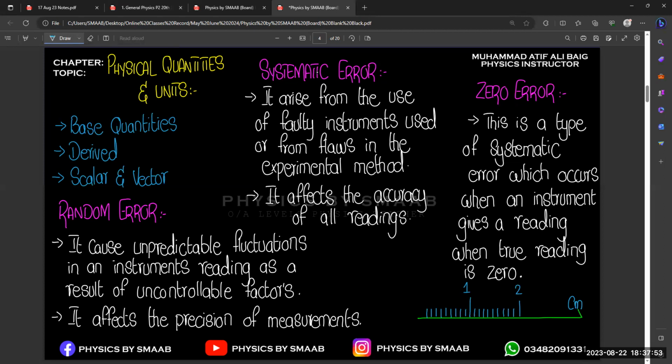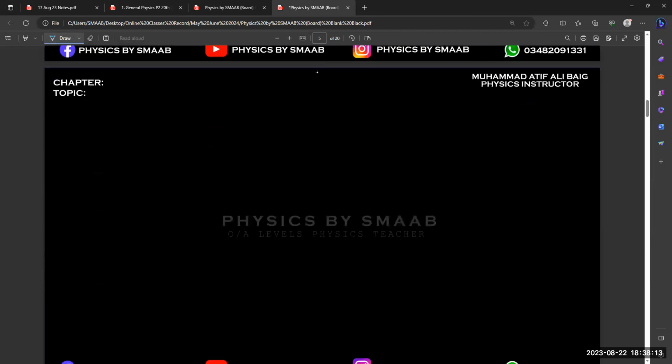Because vernier caliper and screw gauge are no longer included. Otherwise there is a very good example related to vernier caliper and screw gauge, but we are not using that one, so there is no need of that. Okay, so this is the concept related to error. This is the new topic as compared to the previous syllabus.